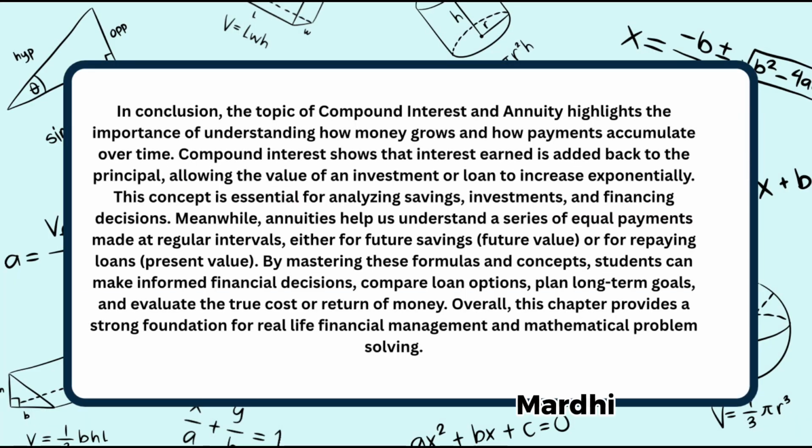In conclusion, the topic of compound interest and annuity highlights the importance of understanding how money grows and how payments accumulate over time. Compound interest shows that interest earned is added back to the principal, allowing the value of an investment or loan to increase exponentially. This concept is essential for analyzing savings, investments, and financing decisions. Meanwhile, annuities help us understand a series of equal payments made at regular intervals, either for future savings, future value, or for repaying loans, present value.